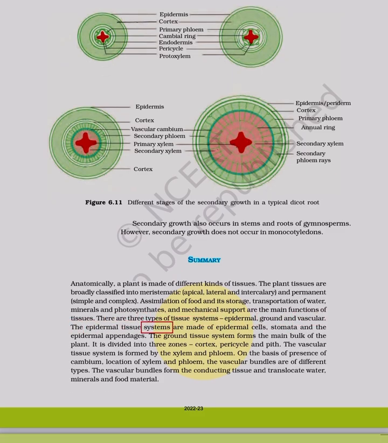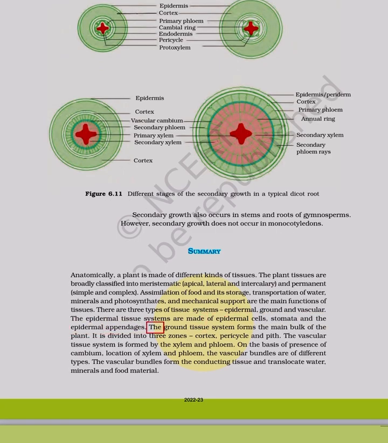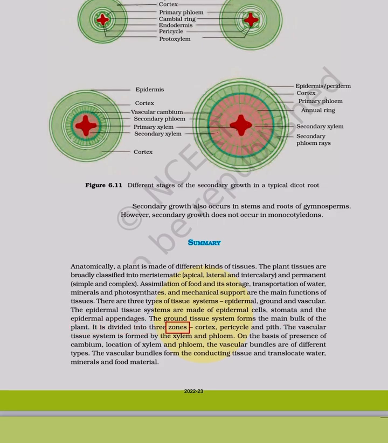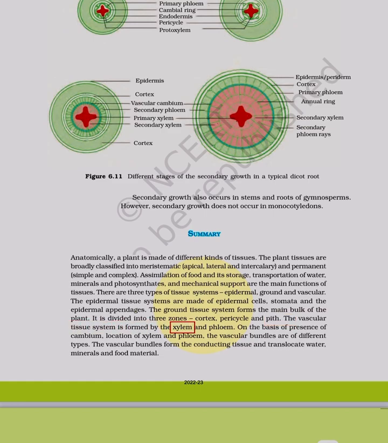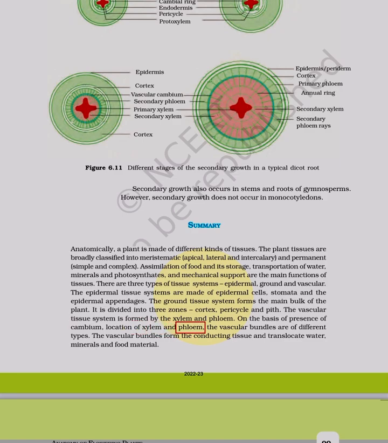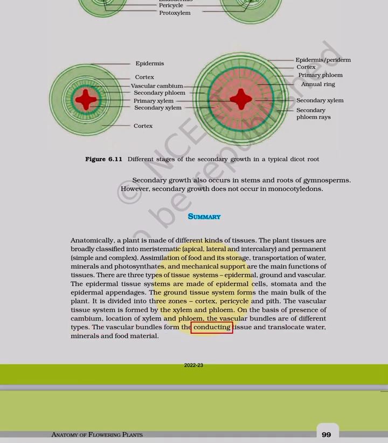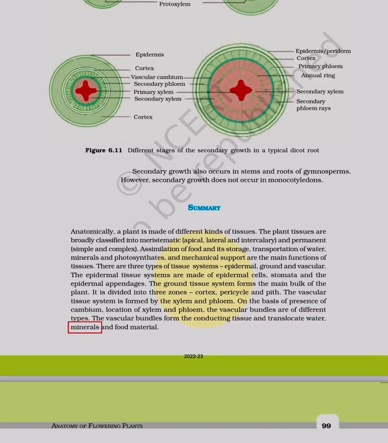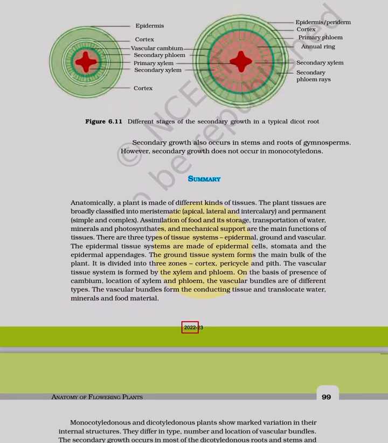The epidermal tissue systems are made of epidermal cells, stomata and the epidermal appendages. The ground tissue system forms the main bulk of the plant. It is divided into three zones: cortex, pericycle and pith. The vascular tissue system is formed by the xylem and phloem. On the basis of presence of cambium, location of xylem and phloem, the vascular bundles are of different types. The vascular bundles form the conducting tissue and translocate water, minerals and food material.